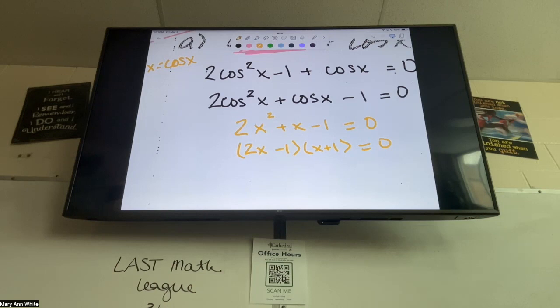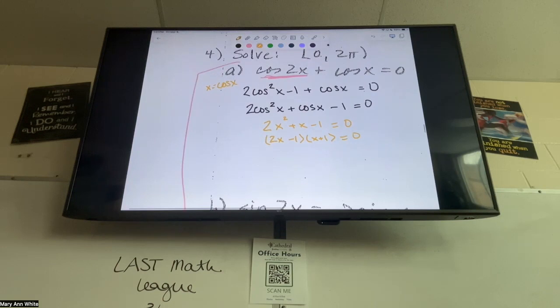I think that's right. Sometimes I have to double check my factoring, but I think that's good. Do you remember what we do now? Plug that cosine back in. So now I have 2 cosine of x minus 1, and we can set them equal to 0. I heard someone say that over there. We could plug cosine in and set them equal.